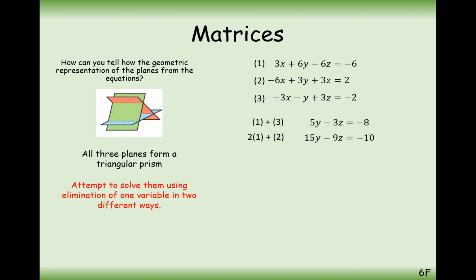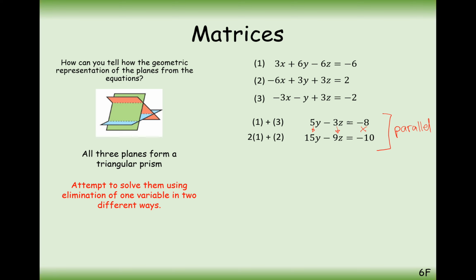Now what do we notice from these equations? We notice from these equations here that they are almost identical. We have a scale factor multiplication from the coefficients on the y and the z, but the number at the end does not work with the same scale factor. Okay, so in this case here, what we have are parallel lines. 5y minus 3z equals minus 8 and 15y minus 9z equals minus 10.